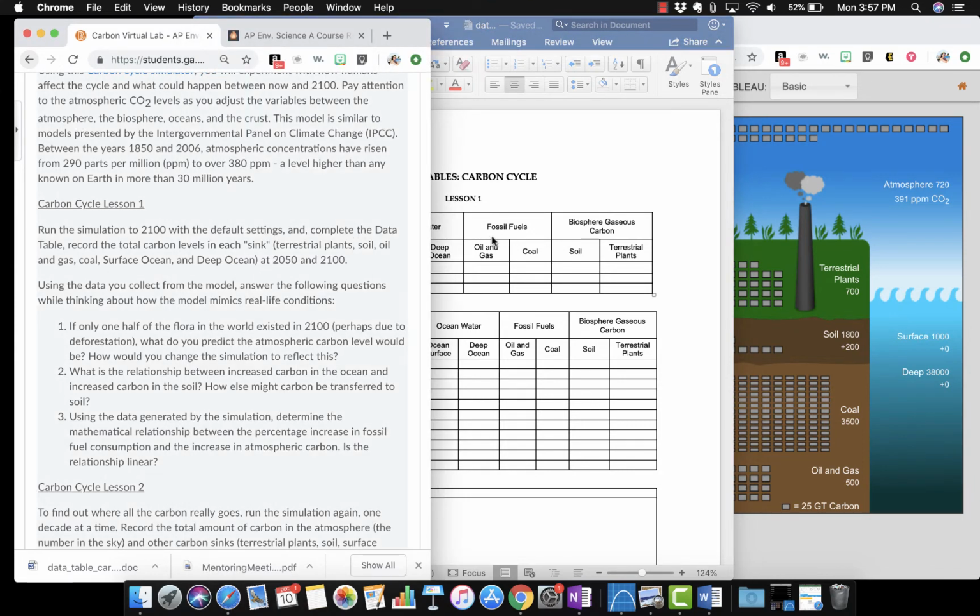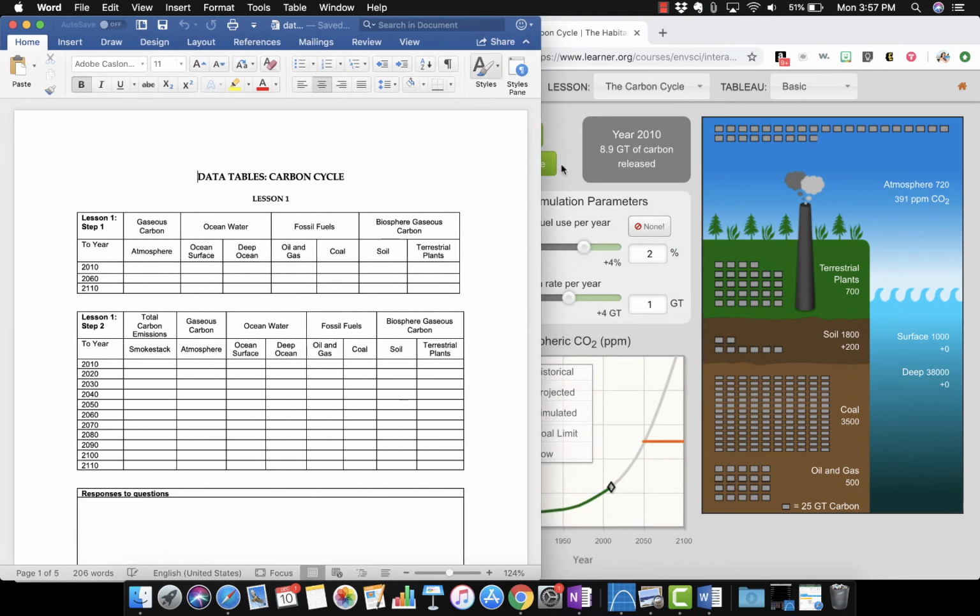So we're going to run it to 2100 with the default settings and complete the data table. Basically, we're going to record the total carbon levels in each sink at 2050 and 2100. At 2010, our carbon in the atmosphere is 720, which is 391 ppm. The ocean surface is 1,000. The deep ocean is 38,000. Oil and gas is 500. Coal is 3,500. Soil is 1,800. And terrestrial plants is 700.